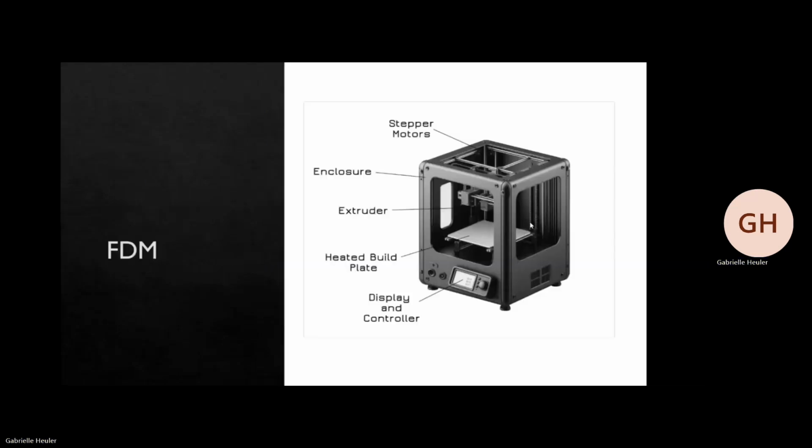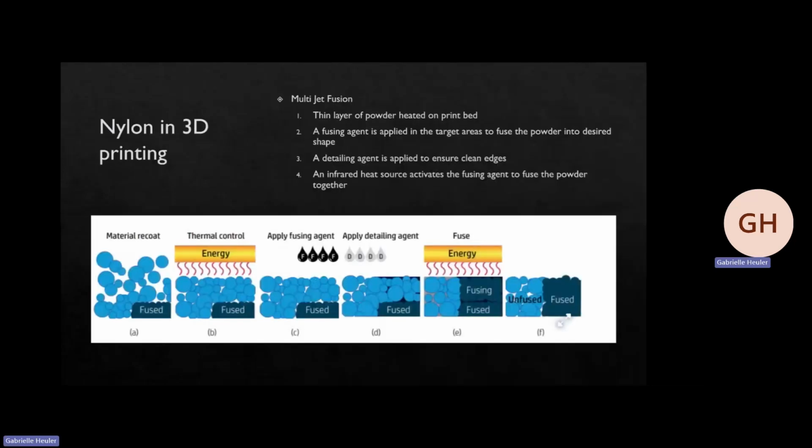And this is a picture of an FDM printer, and as you can see, the extruder is where the material will come out of and then be added onto the heated build plate. Then we have multi-jet fusion, and this type of 3D printing actually uses nylon in powder form. So a thin layer of powder would first be heated on the print bed, and then a fusing agent would be applied to the target areas, and this will fuse the powder into the desired shape.